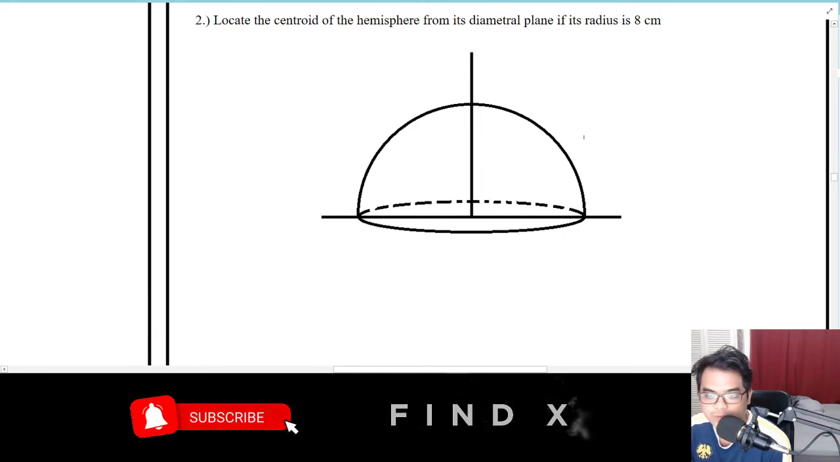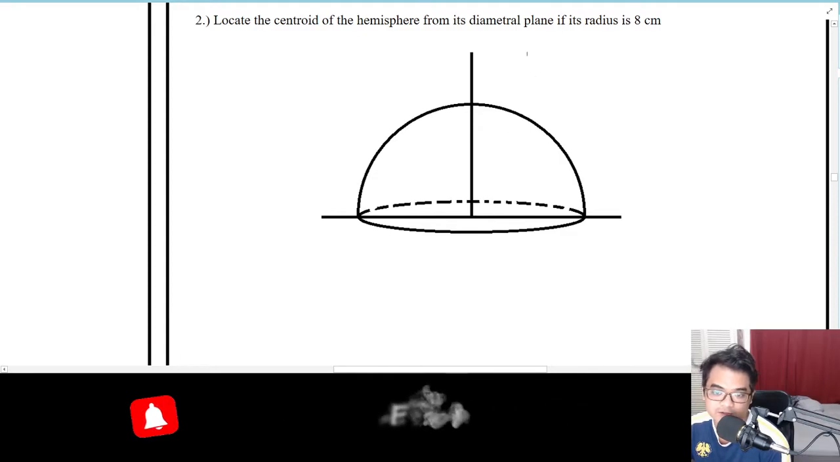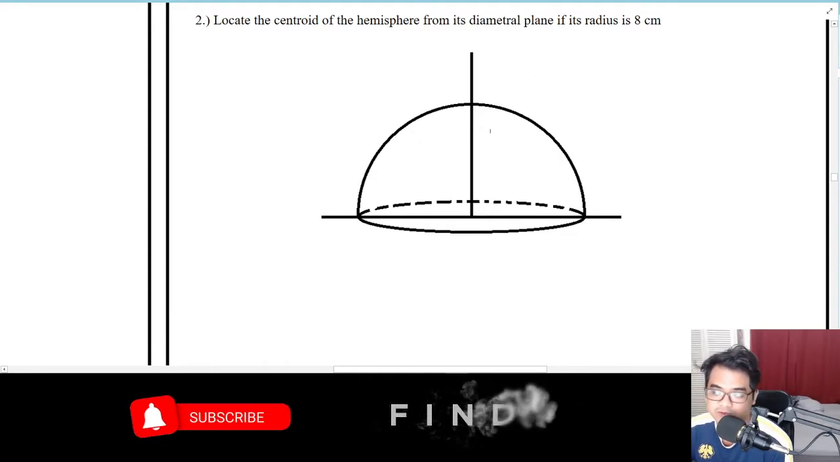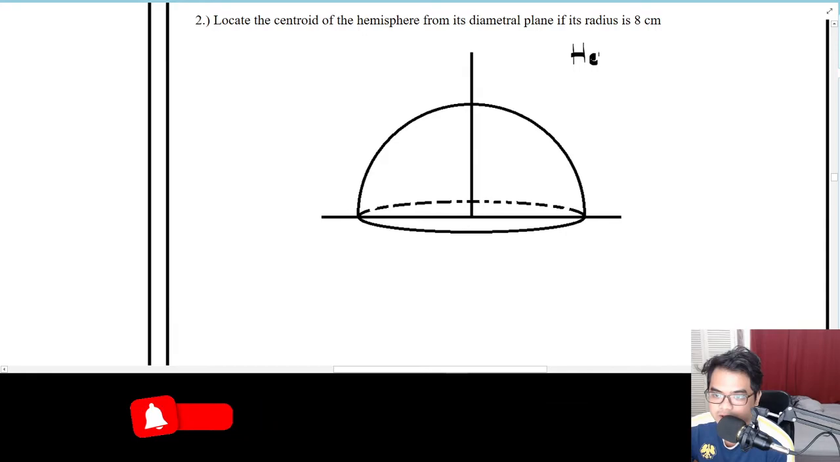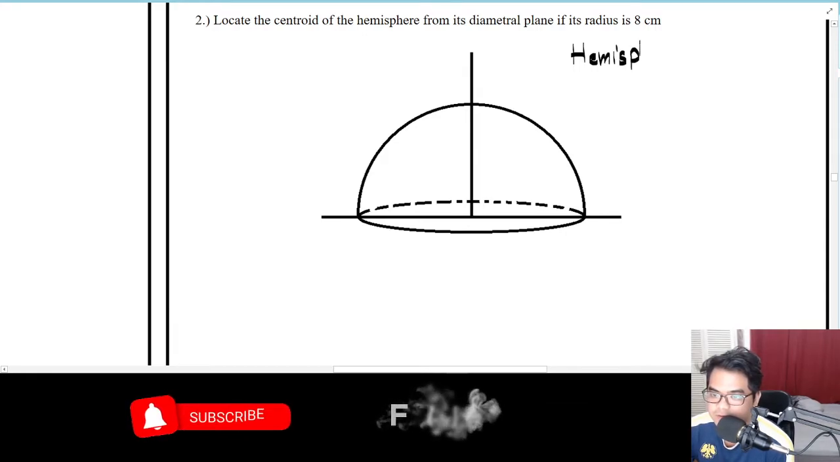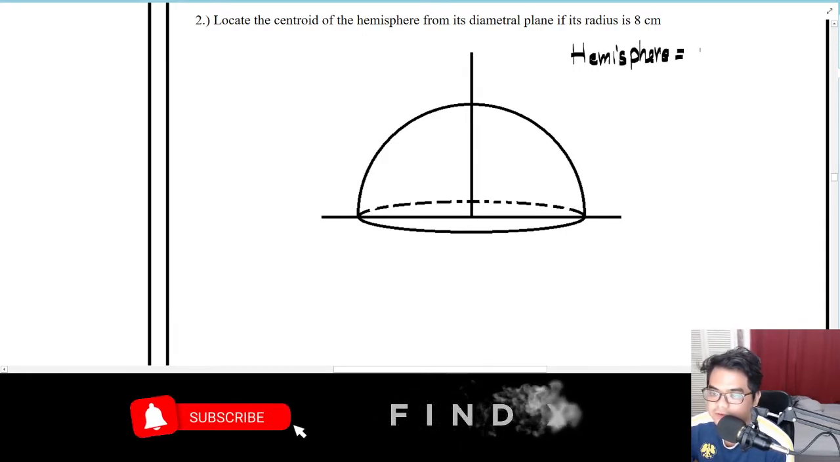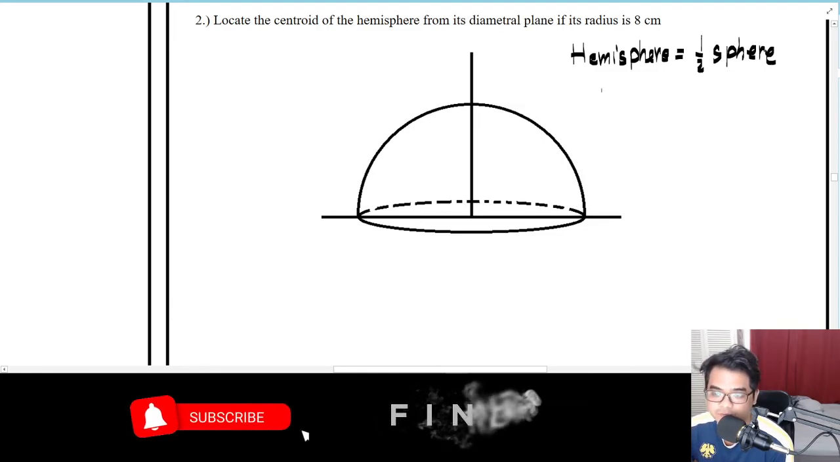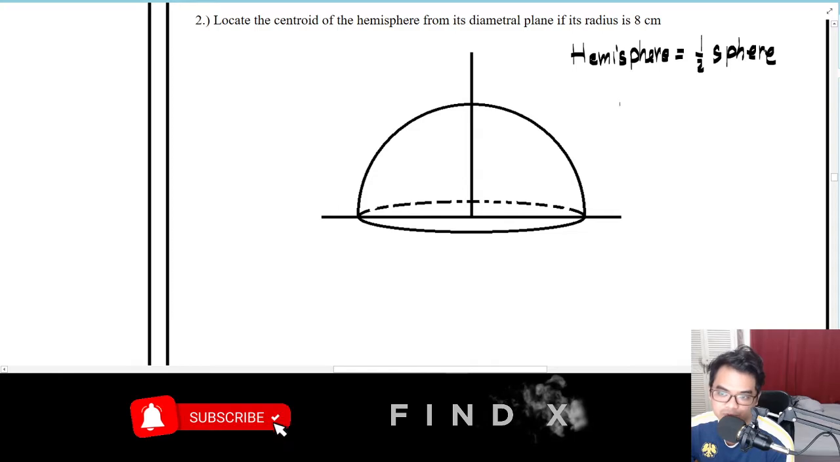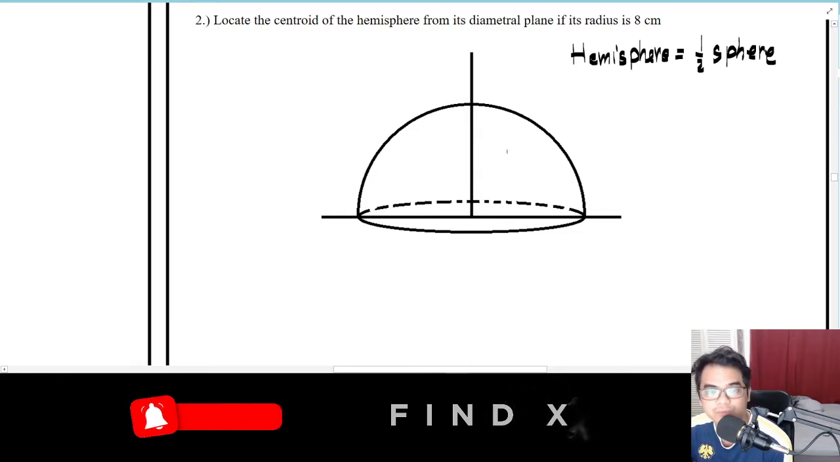Since we are looking for the centroid, as you can see, this figure is already a hemisphere. A hemisphere is just 1/2 of a sphere. Just remember that. And since a hemisphere is 3D, right? We'll be using volume now.